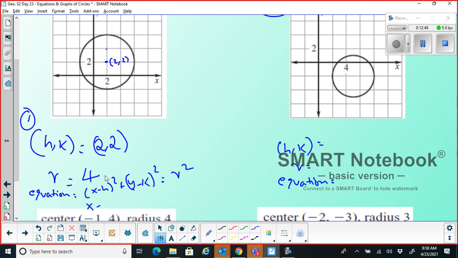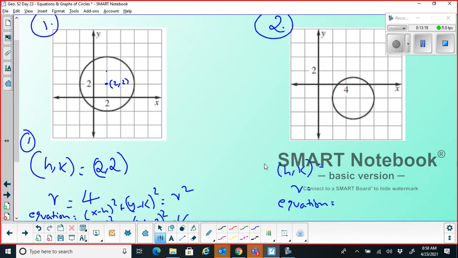So if I substitute here, (x minus 2) whole square plus (y minus 2) whole square equals the radius square, which is 4 square. I'm just simplifying 4 square directly. Instead of writing one more line, I'll just write 4 square as 16. So this should be our final answer. Let's see this one.